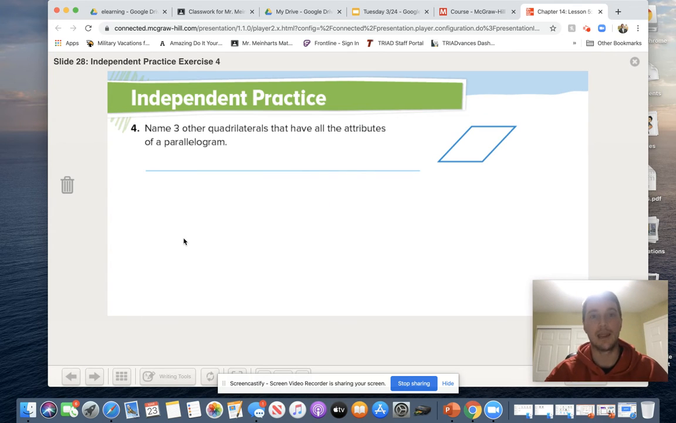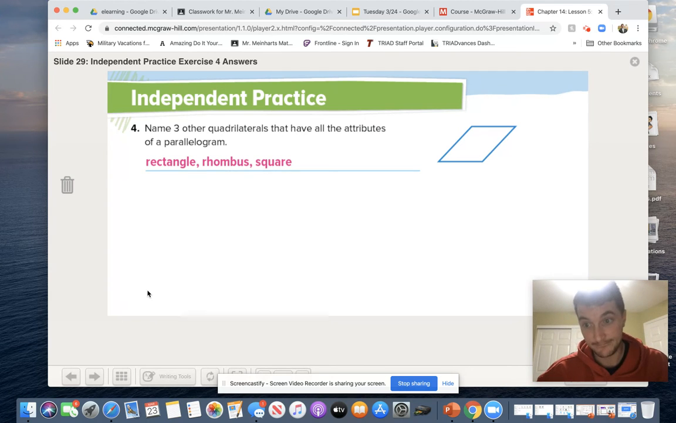All right. Name 3 quadrilaterals that have all the attributes of a parallelogram. What do you think? Pause video. Answer the question. Pause it. I know you're not pausing it. I'm not hitting next for you. Pause the video. A rectangle, rhombus, and a square.